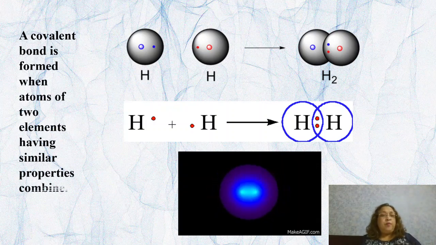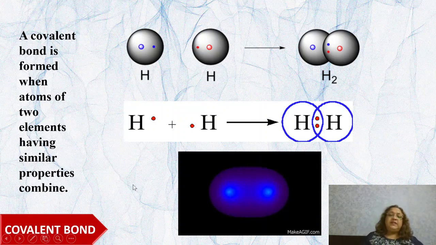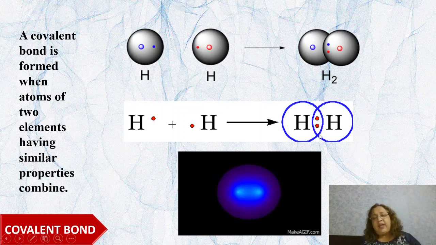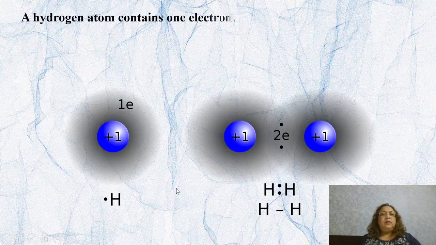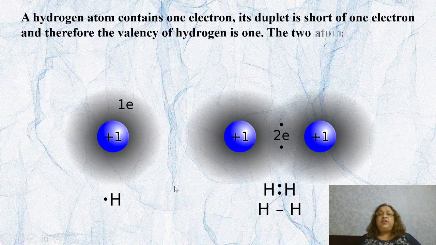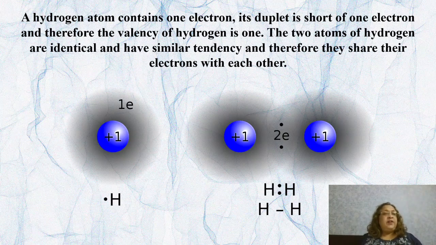Now, this kind of bond is formed when atoms of two elements having similar properties combine, and this is called a covalent bond. What we saw previously is the giving and taking of electrons, and here we see the sharing of electrons to become stable. This type of bond where we share electrons is called a covalent bond. Here you see again a covalent bond is formed. A hydrogen atom contains one electron. Its duplet is short of one electron, and therefore the valency of hydrogen is 1. The two atoms of hydrogen are identical. They have similar tendency, and therefore they share their 1 electron, and they become 2 and form a duplet.